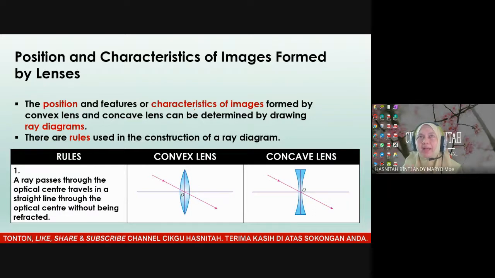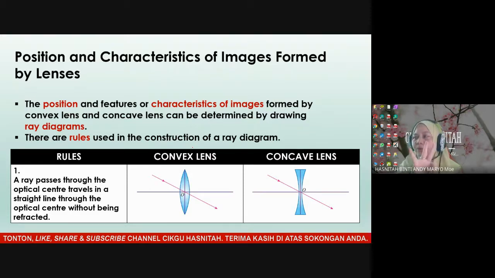Number one, either the image is real or virtual. Second, either the image is inverted or upright. And number three, the size of the image. Either the image is magnified, diminished, diminished means smaller than the object, or it has the same size as the object. So these are the three general characteristics of the image formed by both lenses. And in order to determine these characteristics, there are rules which you have to obey in order to construct the ray diagram. So what are the rules?